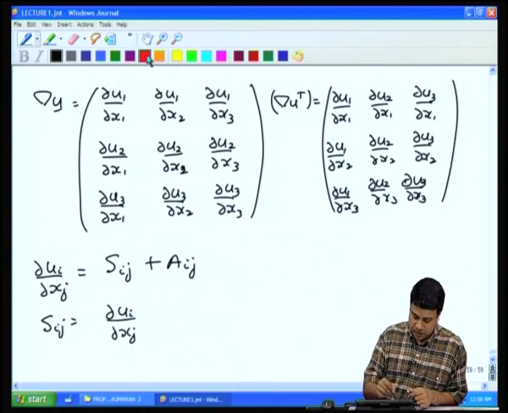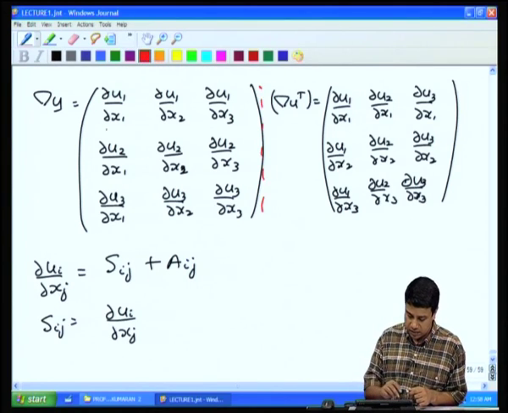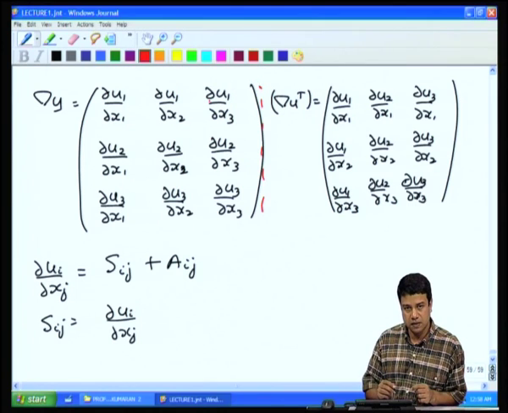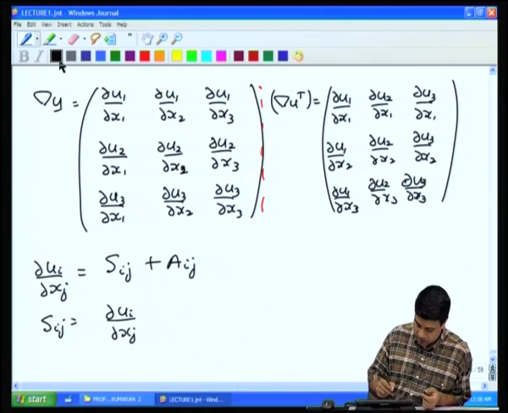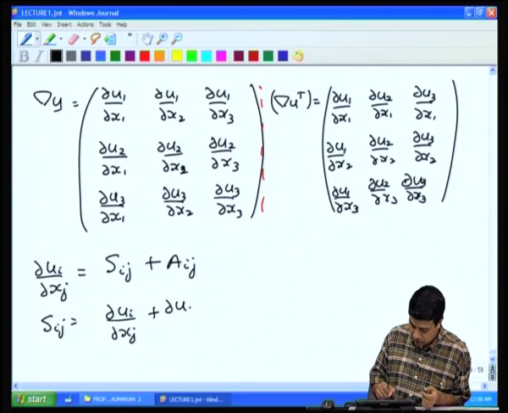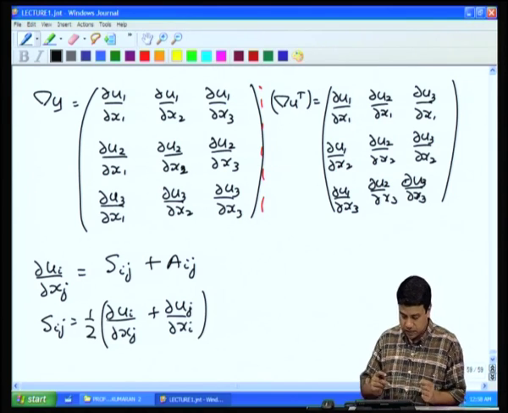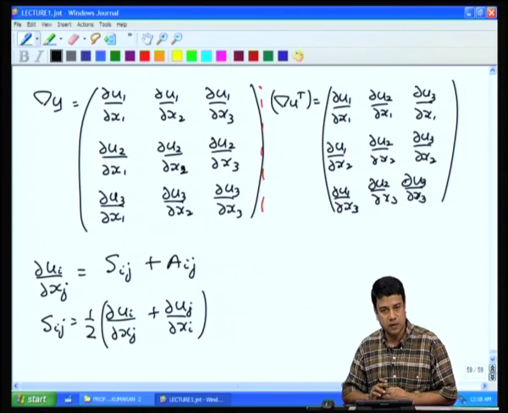In indicial notation, I am changing the rows and columns. In this particular matrix, the row index was i, because it is partial ui by partial xj, and the column index was j. So, I just interchange the two, and the transpose simply becomes partial uj by partial xi, and take half of this. So, this is the symmetric part.